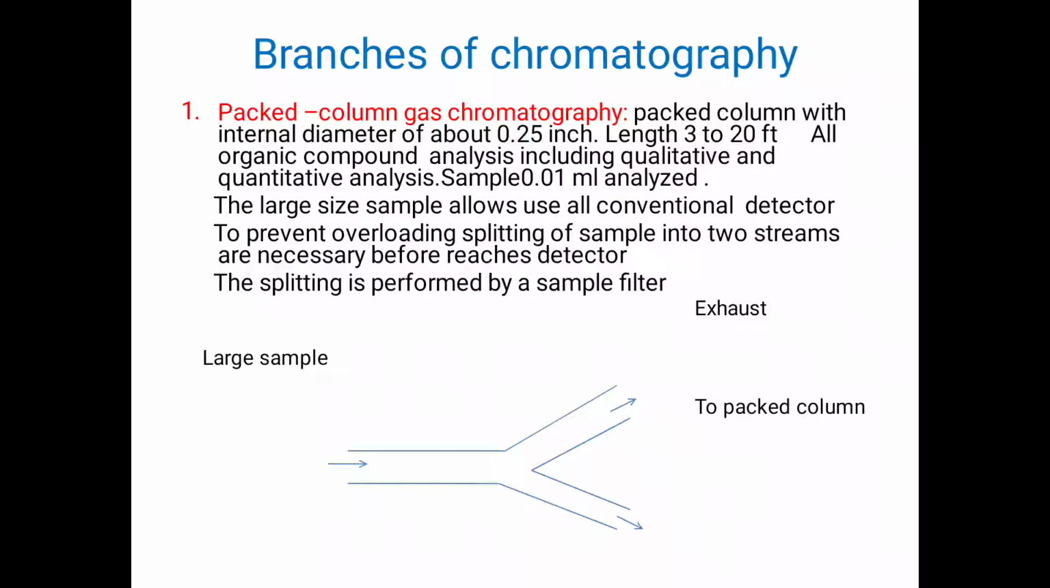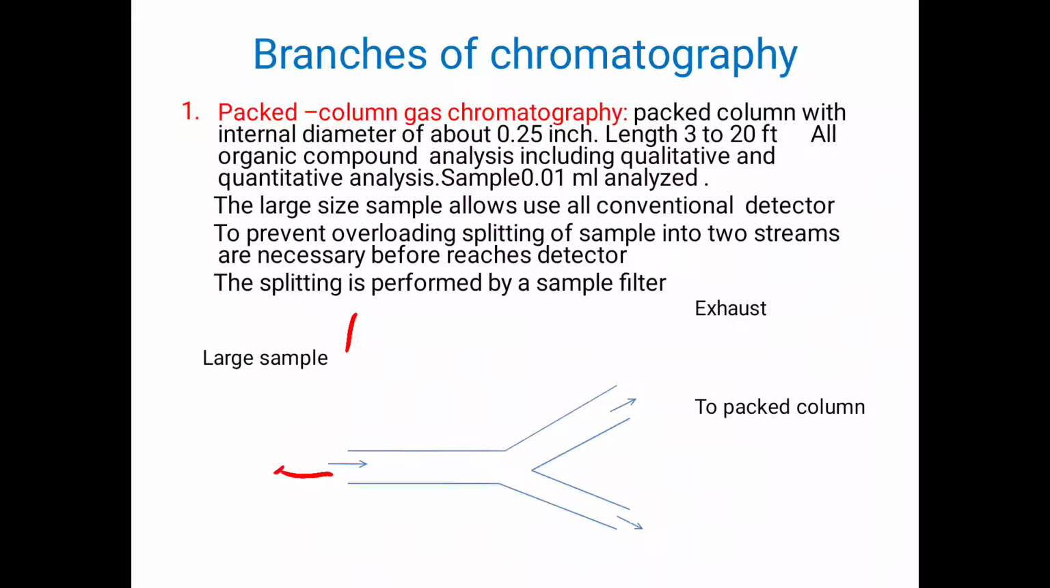The injection of a large quantity of sample permits trapping of the components as they emerge from the column, and the trapped fractions can be identified by other methods such as IR, UV, NMR, or mass spectrometry. Here is the large sample.